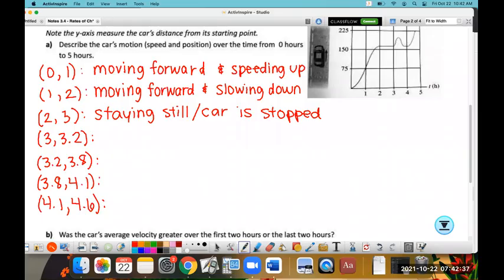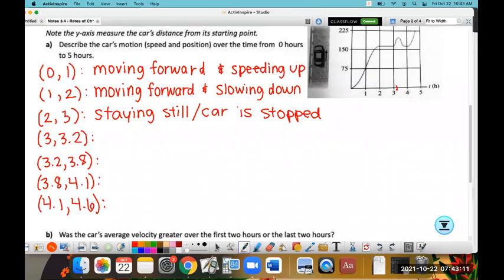All right, 3 to 3.2. So I'm looking at this section right here. So I kind of have two things going on. It looks like I'm starting off speeding up, but then it looks like I start slowing down. So really all I can say about that interval is that I'm moving forward and then I'm going from speeding up to slowing down. Because right at 3.2, can you tell me what's happening?